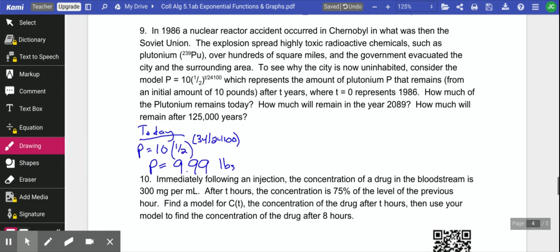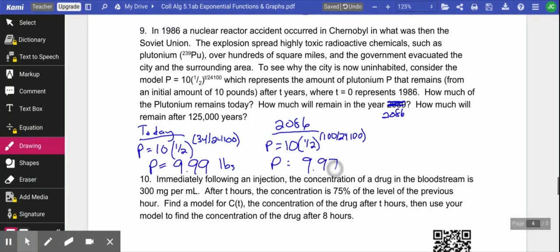All right, we want to know how much will remain in the year 2086, so 100 years after the accident. Okay, so in 2086, the amount of plutonium will be 10 times 1/2 to the 100 divided by 24,100. So we'll put that into the calculator. Just make sure you're using your parentheses appropriately. And we get 9.97 pounds. So still a lot of plutonium floating around.